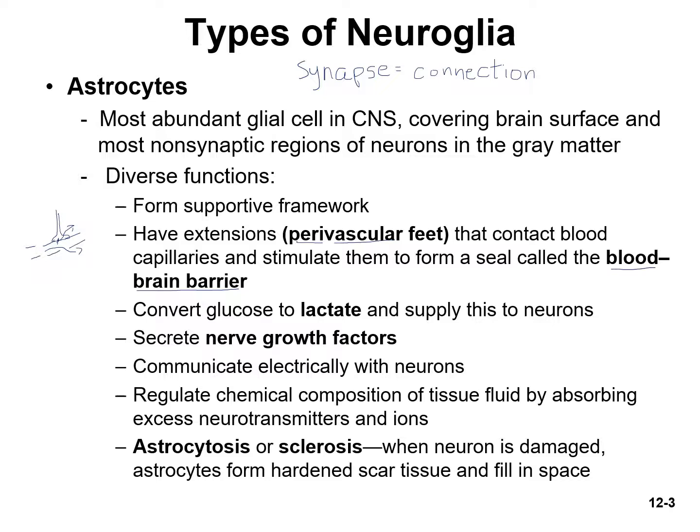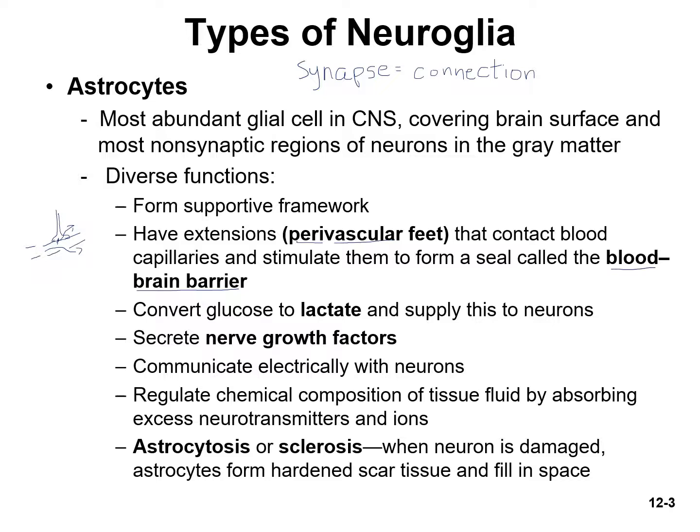They also help to convert glucose to lactate and supply that to neurons. They secrete nerve growth factors. They communicate electrically with neurons. They regulate chemical composition of tissue fluid by absorbing excess neurotransmitter and ions. And when a neuron is damaged, the astrocytes will actually form hardened scar tissue and fill in the space to prevent further damage from occurring.